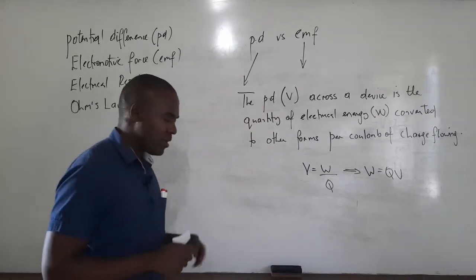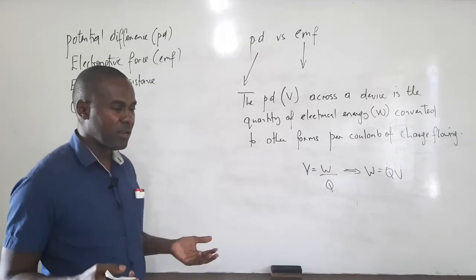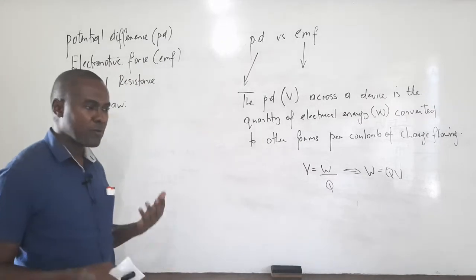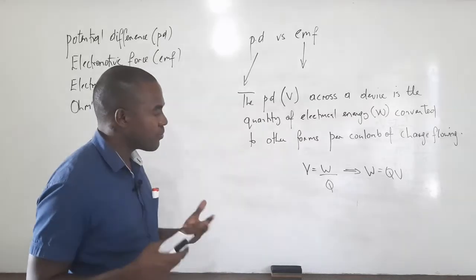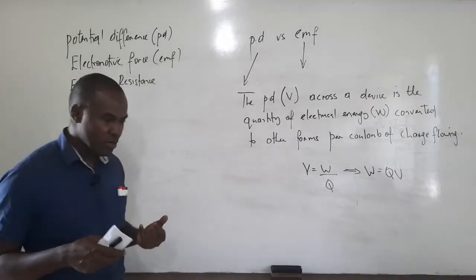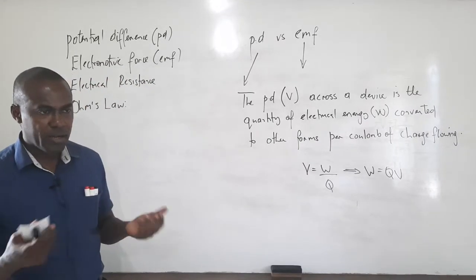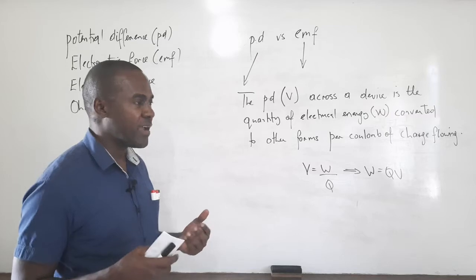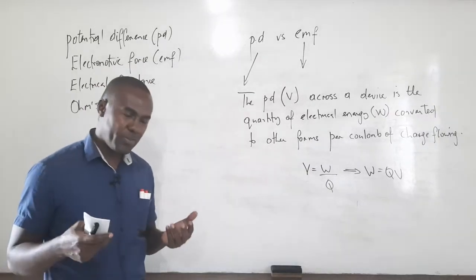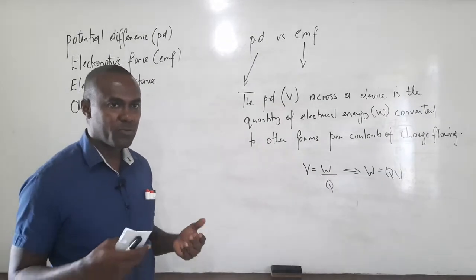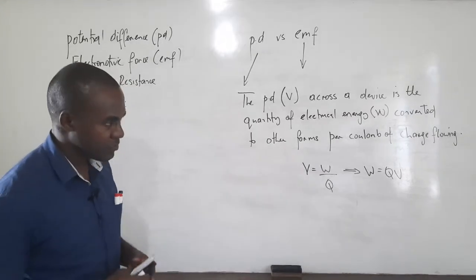So again, EMF refers to energy conversion from other forms to electrical energy per coulomb of charge, whereas PD refers to the conversion of electrical energy to other forms per coulomb of charge. We use the term EMF to refer to batteries, dynamos, generators, collectively called sources. These are devices which actually supply electrical energy to a circuit, and we use the word PD generally to refer to devices which use up electrical energy and convert it to other forms of energy.